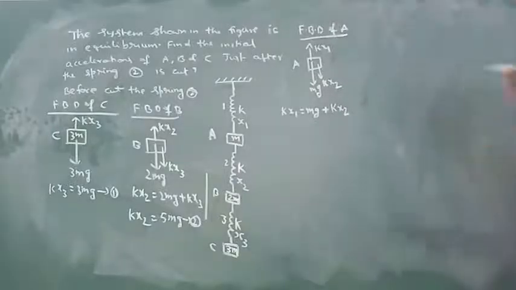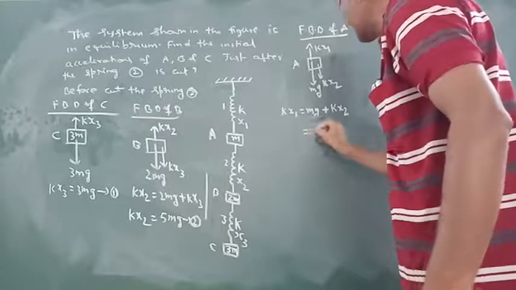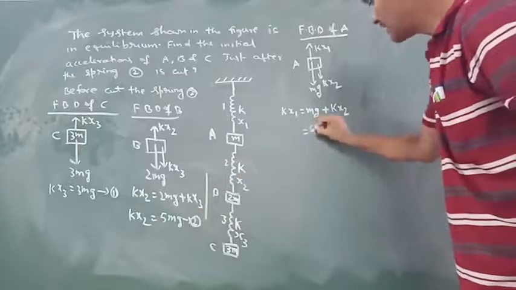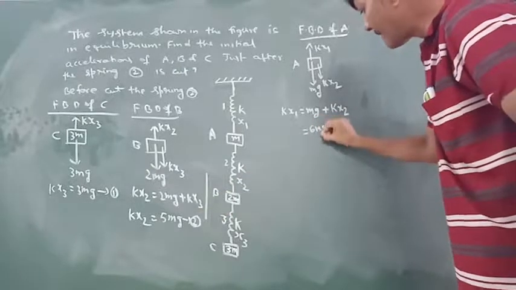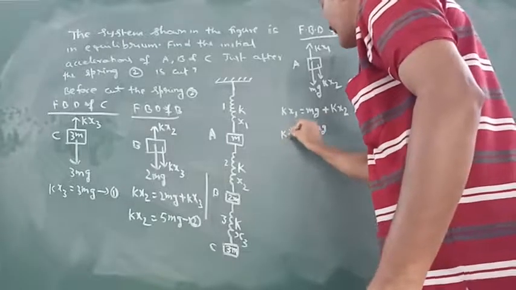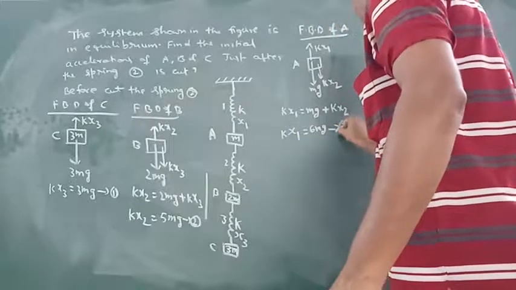We found that Kx2 is 5mg. Therefore mg plus Kx2, that is mg plus 5mg, is equal to 6mg. This is Kx1. This is equation number 3.